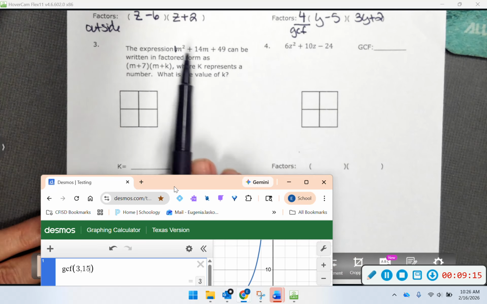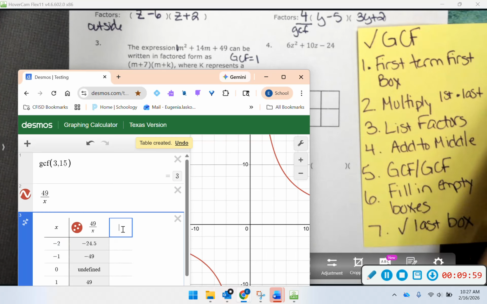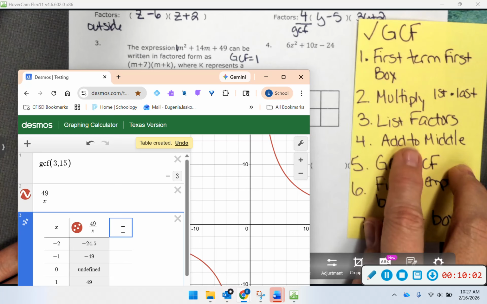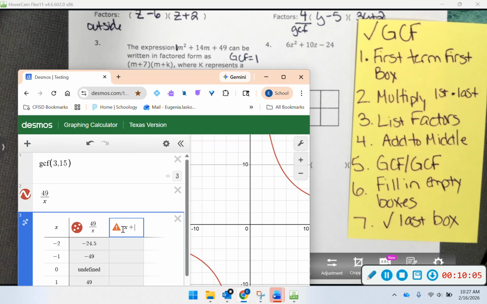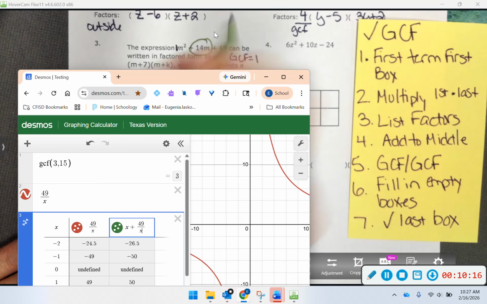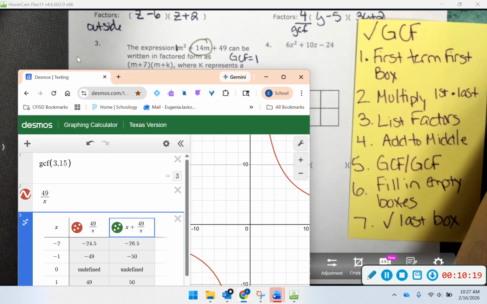I'm going to turn it into a table, and then I want it to add these two columns. So I'm going to do x plus 49 divided by x. And I'm looking in the third column for my middle number, and my middle number is 14. So I'm looking for positive 14 to be in column 3. Okay, so I'm going to start with 1. Again, I like to start with 1, 2, 3, 4, 5. So I don't see positive 14 yet, so I'm just going to keep going. Nope. Oh, there it is, right here. I see 14 in column 3.